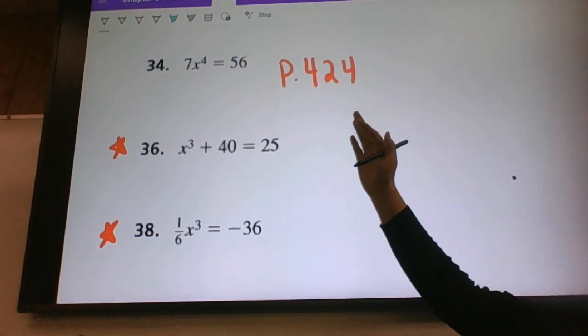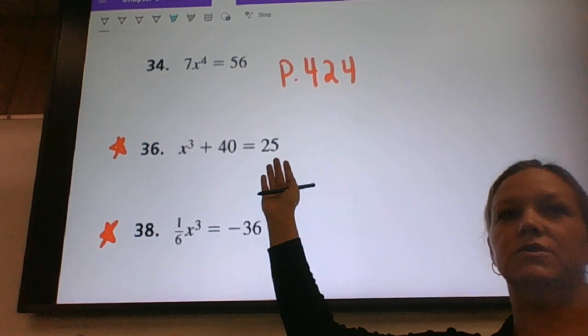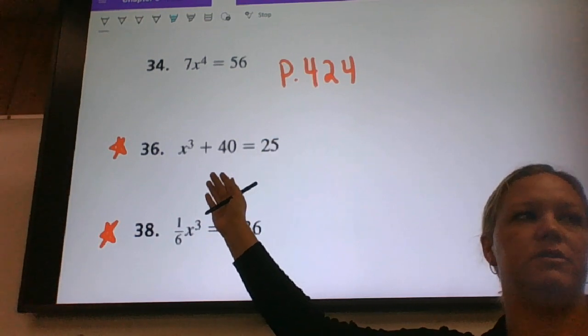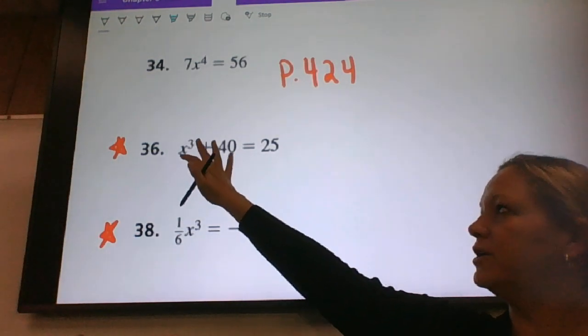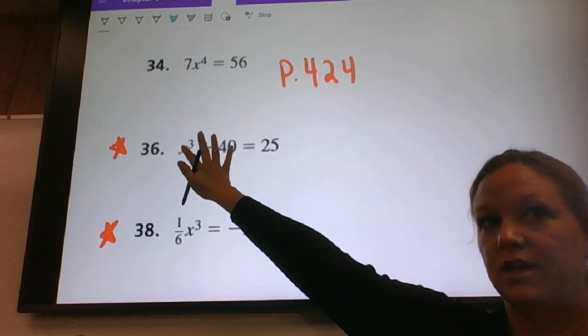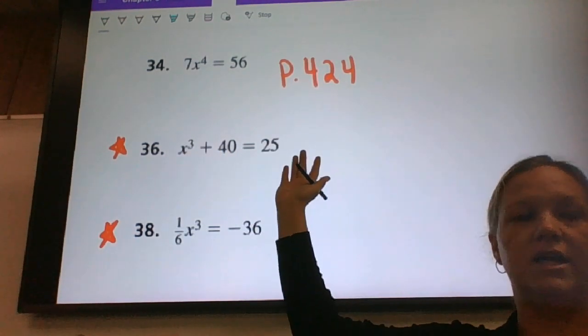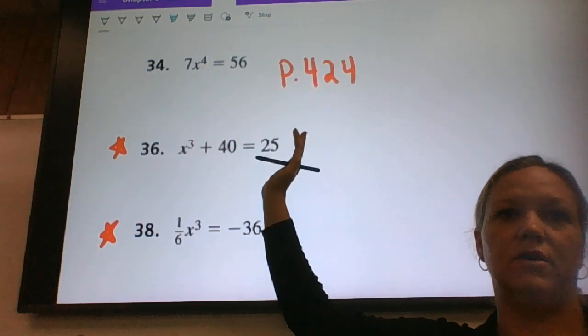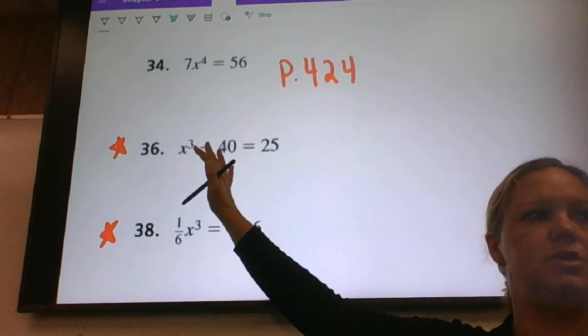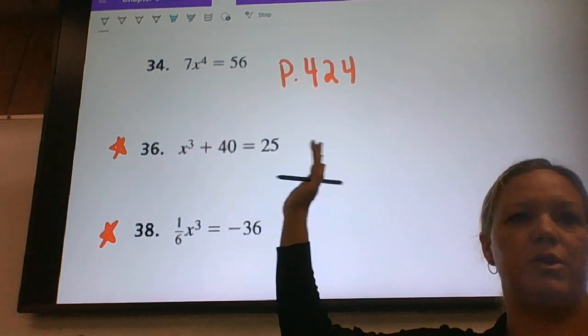Yeah. So I like what you said. I wouldn't be able to cube root 25 unless I also cube rooted 40, because I can't just pick and choose what I cube root. So if I cube root the entire left side, I can cube root the entire right side. And honestly, I don't want to cube root 40 and 25. Okay, so there's one step I could do to prevent me from having to cube root both.